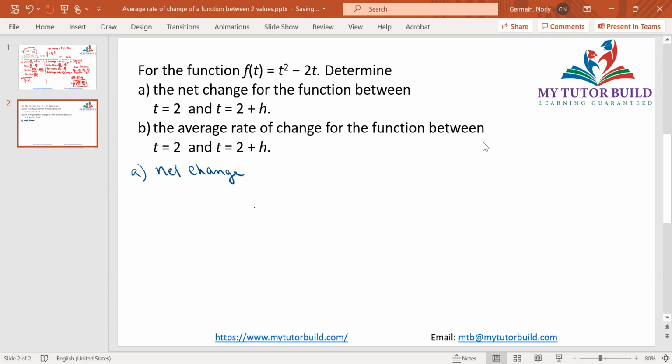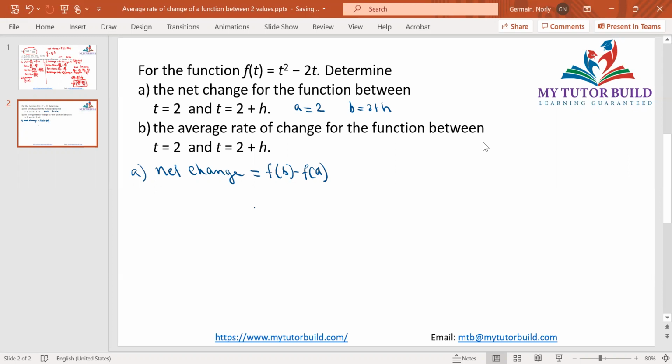for a function between two values here, we can consider the first value is t equal to 2, and the second value is t equal to 2 plus h. There is a formula for net change that we can say for two values between a and b. The formula is f of b minus f of a. In this case, we can consider a as 2, and we can consider b as 2 plus h.